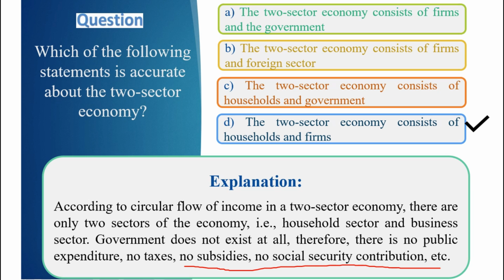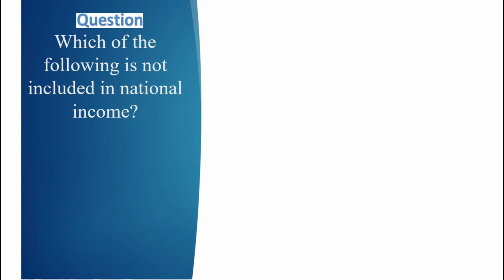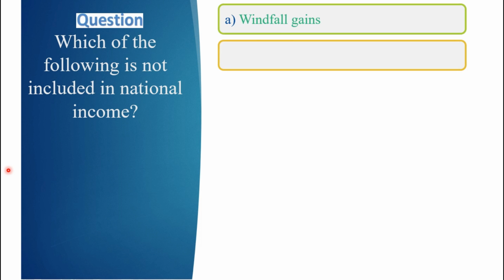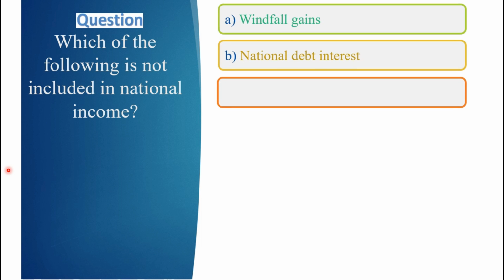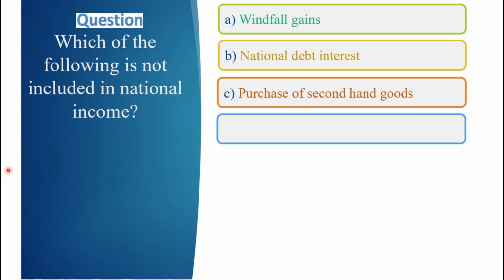Our next question is very important from the examination point of view, that is, which of the following is not included in national income? इनमें से कौन सा है जो national income में नहीं include होता है? Option number 1, windfall gains. Option number 2, national debt interest. Option number 3, purchase of second hand goods. Or option number 4, all of the above.